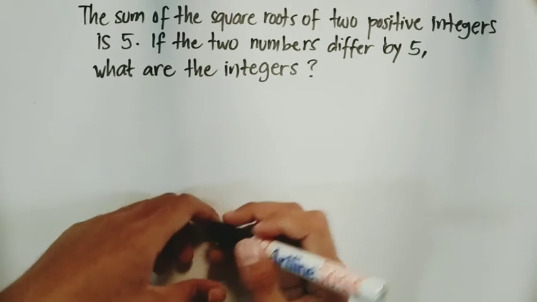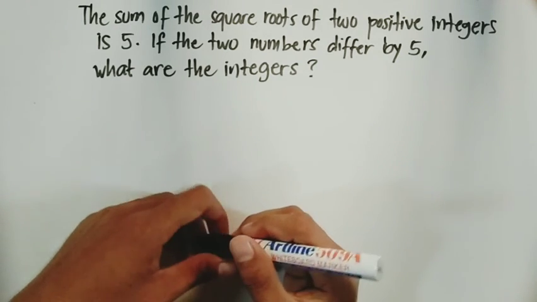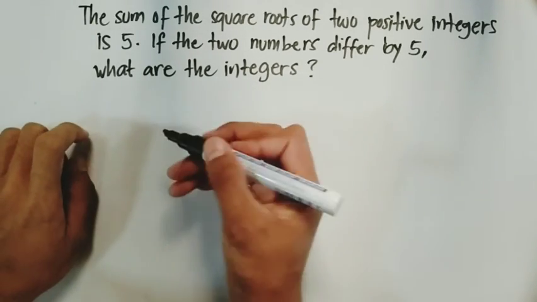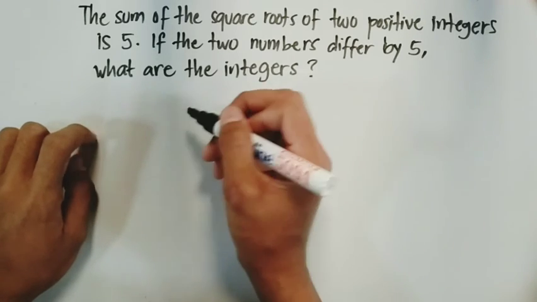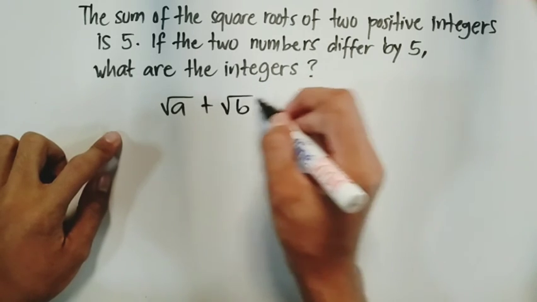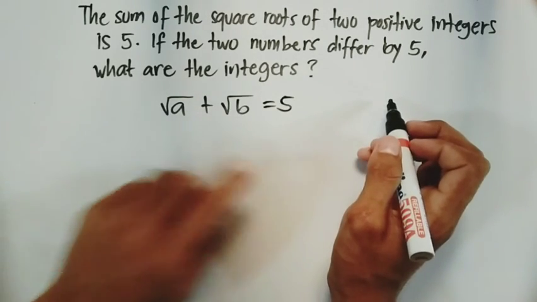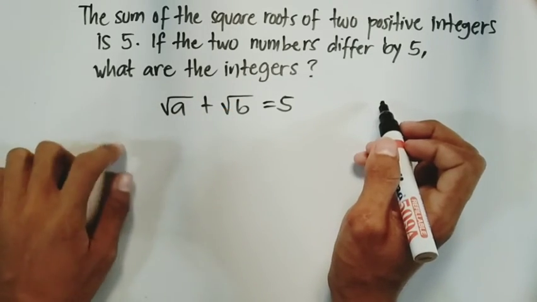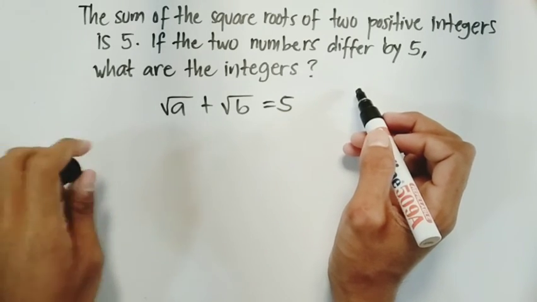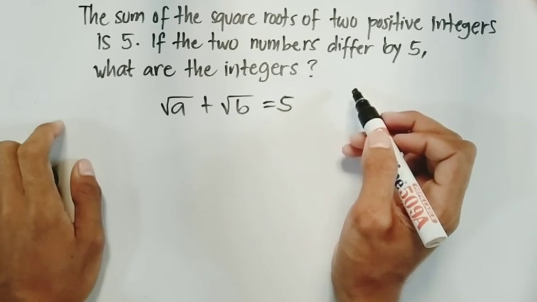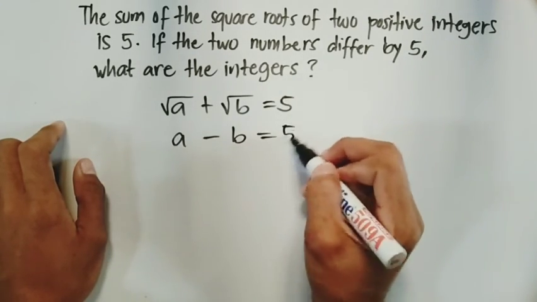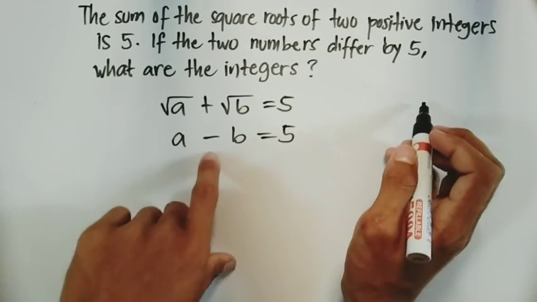The sum of the square roots of two positive integers is 5. If the two numbers differ by 5, what are the integers? So, isa-isahin natin. The sum of the square roots of two positive integers. Let's say A and B are the positive integers. So, we have the square root of A plus the square root of B is equal to 5. Next, if the two numbers differ by 5, what are the integers daw? So, dito, order is not significant. So, kung alin sa dalawa yung mas mataas. Kunwari, A yung mas mataas. So, A minus B is equal to 5. Kasi nga, differ. When you say differ, difference yan.